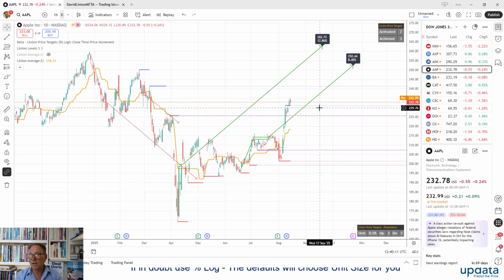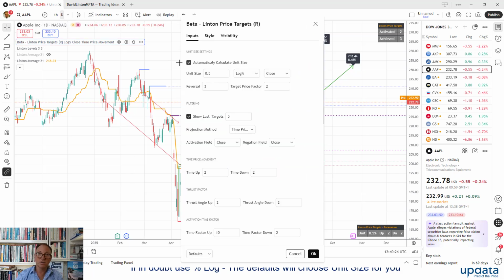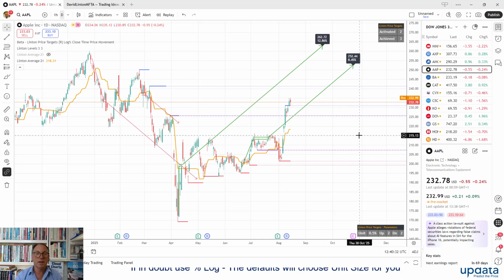So here I'm just using a straight 0.5% on any chart. Now you can change the unit size if you want to. Go to the settings, and if you go to the target settings here, you can step away from using the defaults. You can put in your own manual levels if you wish, but I do recommend, as you're getting used to the targets, just use the defaults.